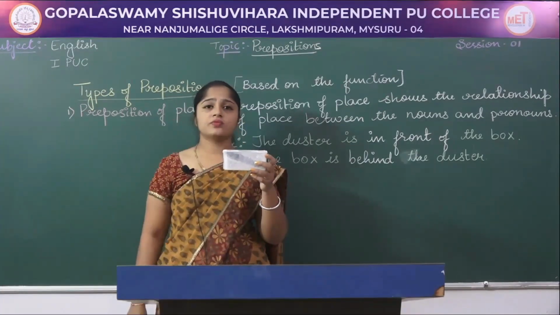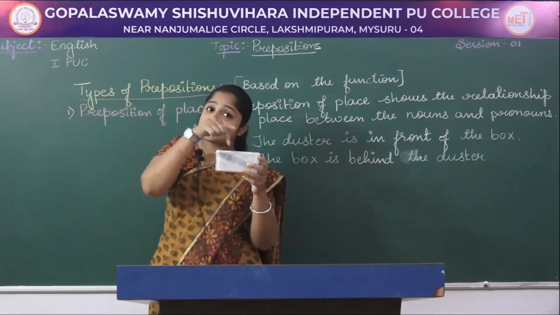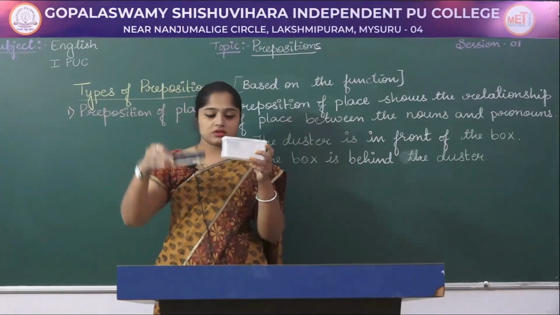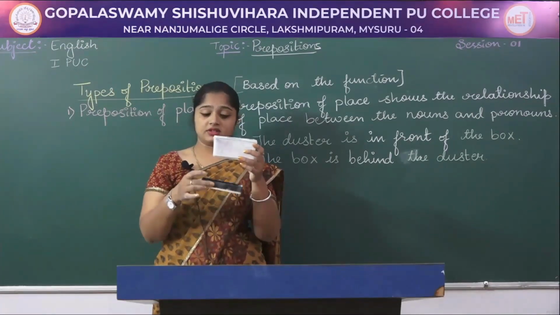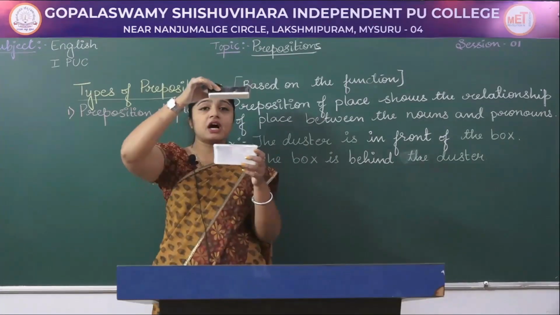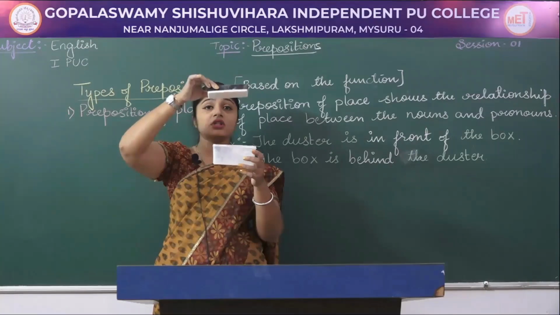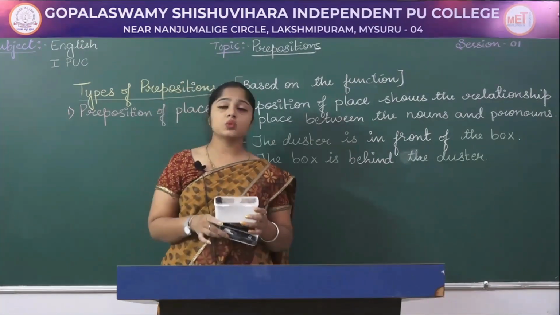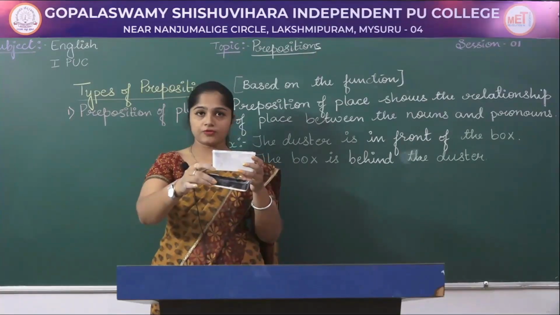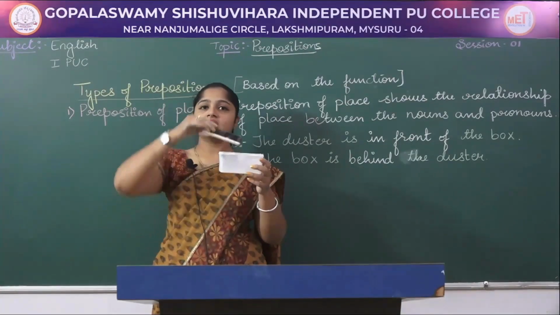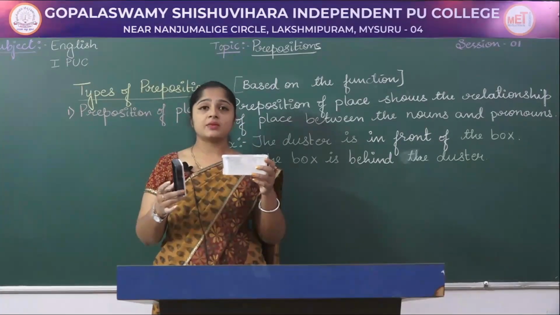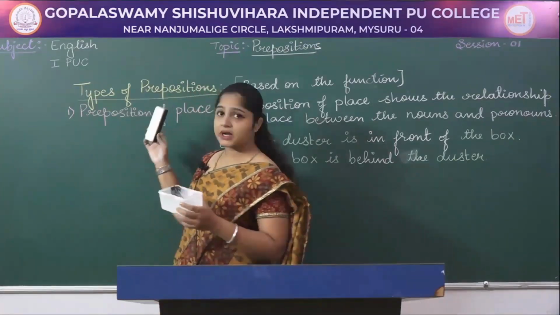Where is the duster now? The duster is inside the box. So it is in the box. Now where is the duster? The duster is below the box. Now it is above the box. So like this, the words above, below, in front of, behind, in, next to are examples for preposition of place.